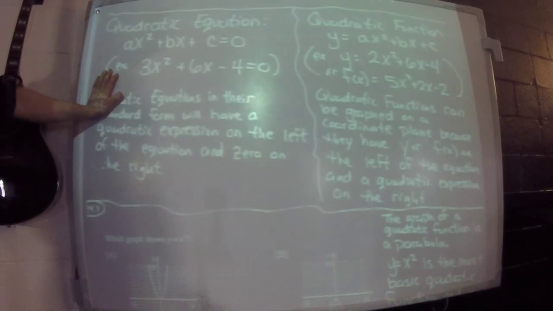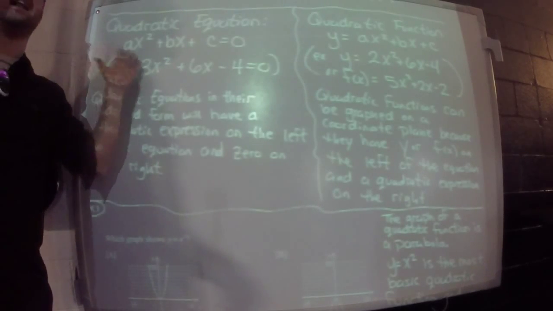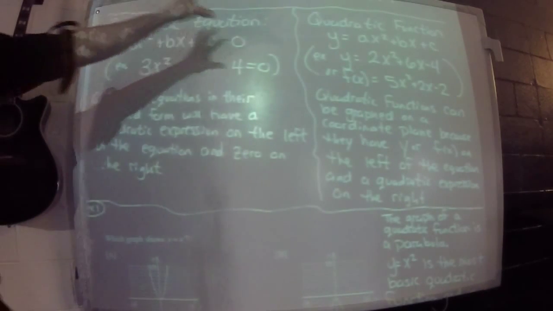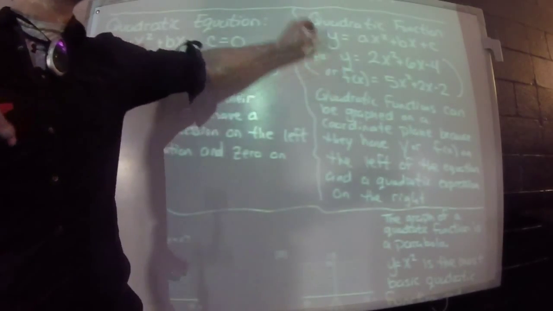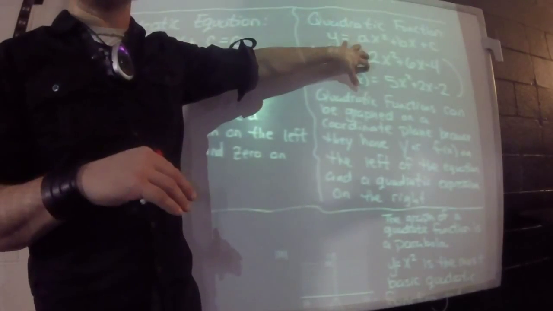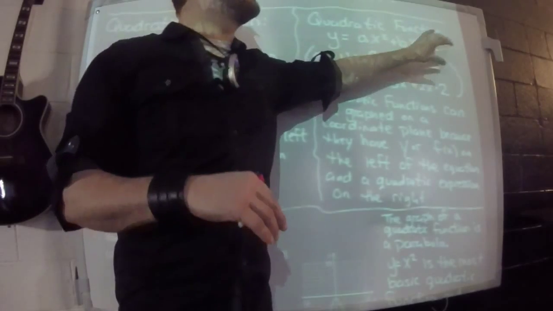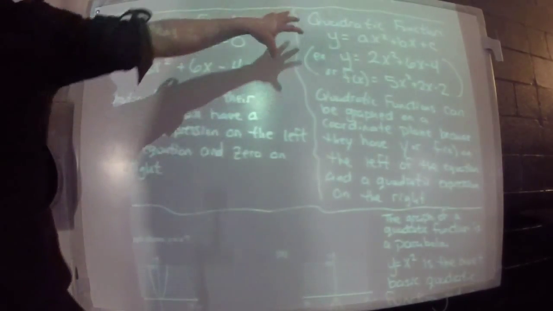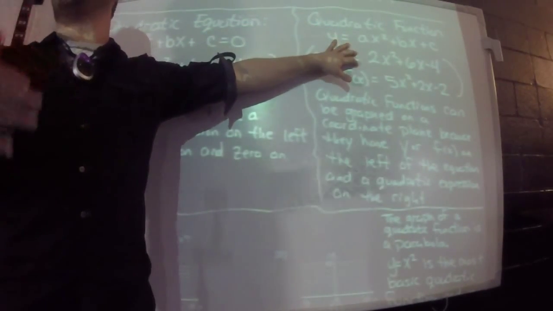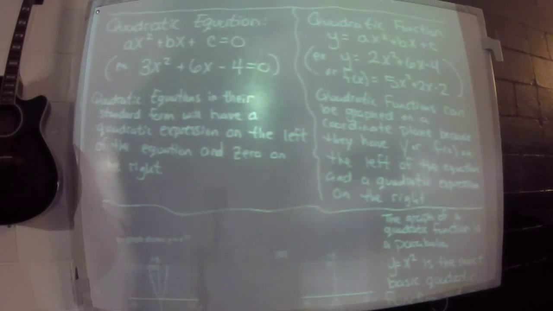The x squared. It has x squared. It's an equation. It's got x squared in it. This is what's a little bit different: this one is actually going to say y equals 2x squared plus 6x minus 4. When I said y equals, that's what makes it a function. And that's what makes it something I can graph.